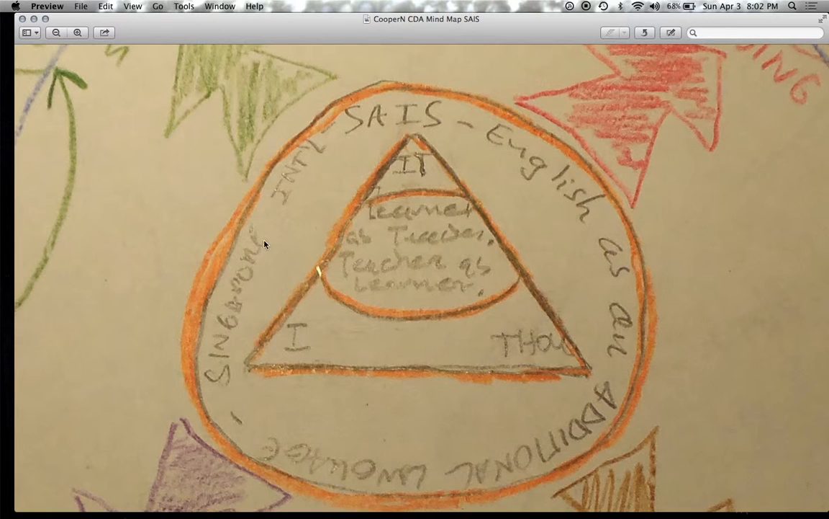And then you'll see I have the I, thou, it: the teacher, the student, the content, or the subject, and then the context, encircling all of it. SAIS, Stamford American International School, English as an additional language in Singapore. So let's zoom out a little bit.